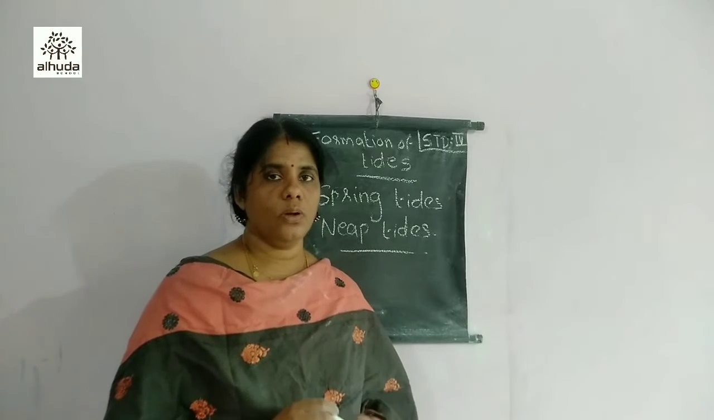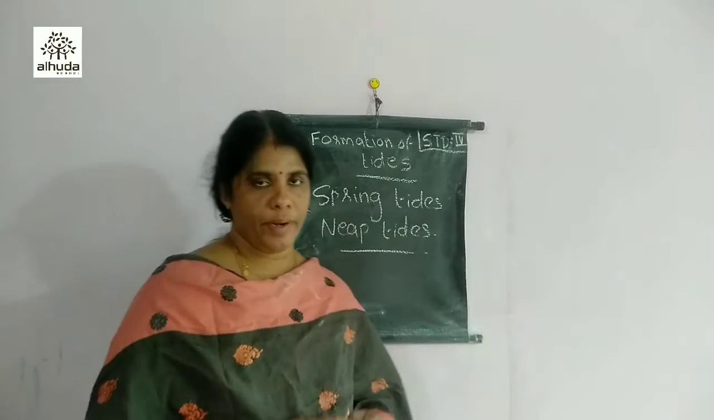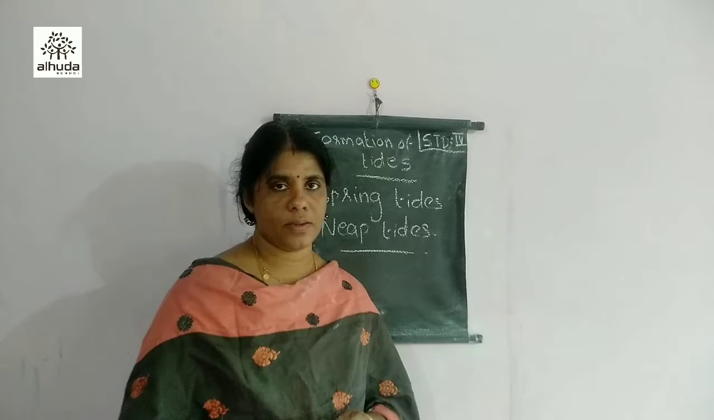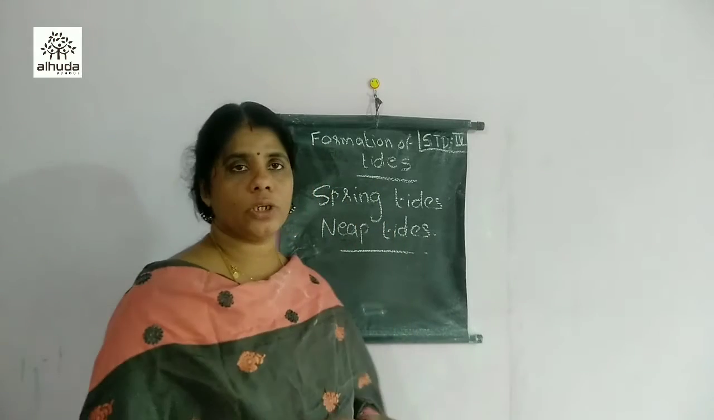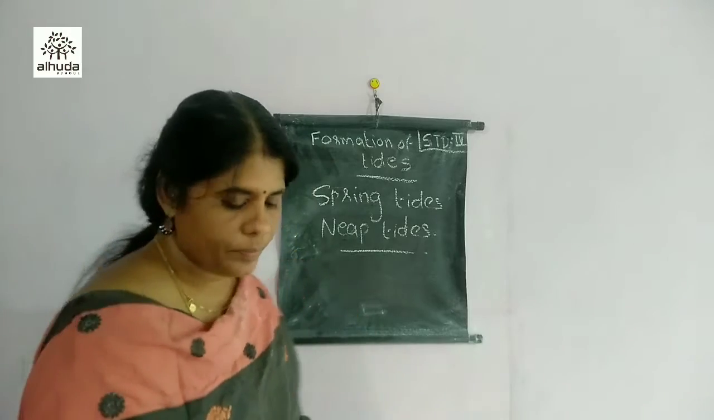Understood? So on new moon day and full moon day, spring tides happen, and at quarter moon, neap tides happen. So that's about the formation of tides. Next, eclipses.